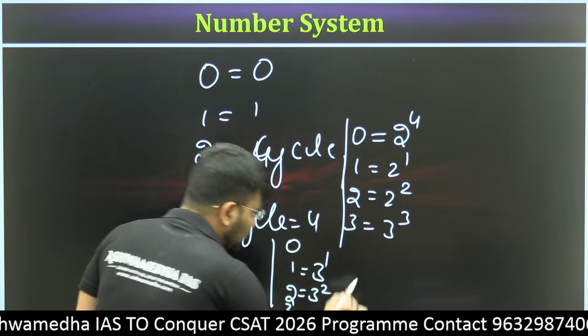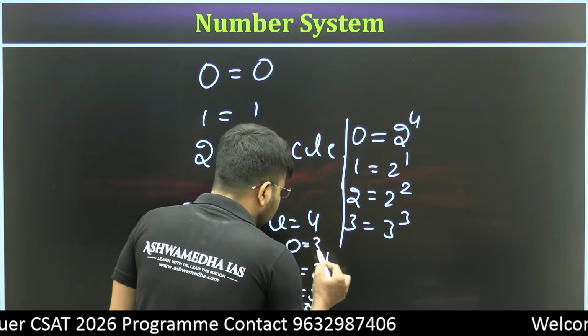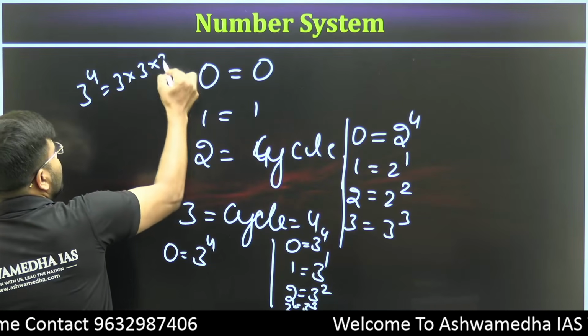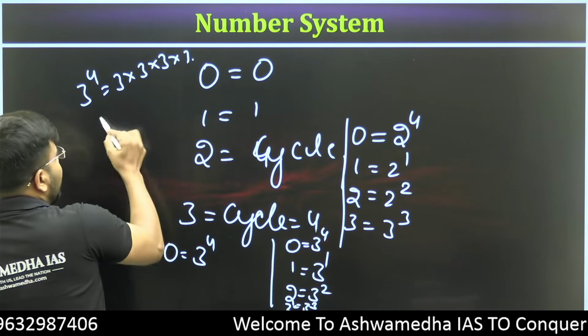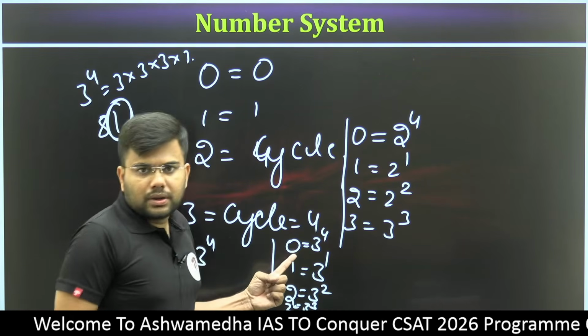2 is the remainder, similar to that of 3 power 2. 3 is the remainder, similar to that of 3 power 3. 0 is the remainder, similar to that of 3 power 4. What is 3 power 4? 3 power 4 is 3 into 3 into 3 into 3. 3 3s are 9, 9 9s are 81. That means the unit digit would be what? 1. If you get 0 as the remainder, the unit digit is 1.